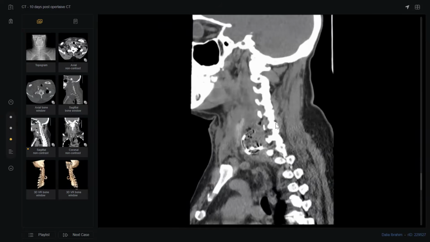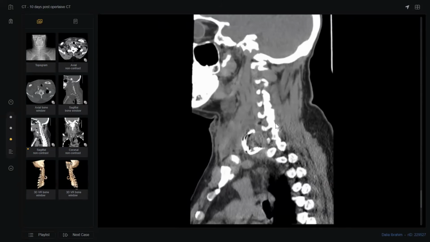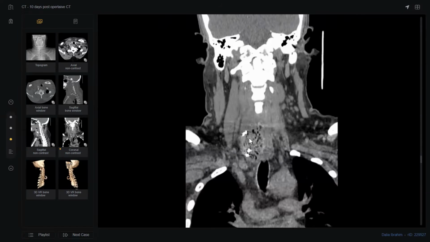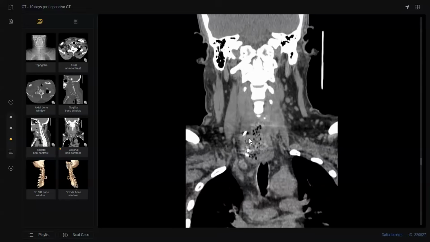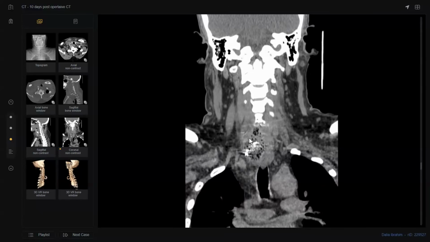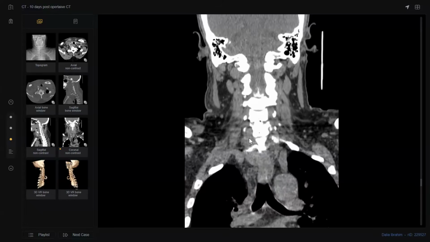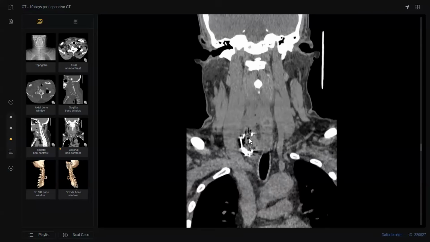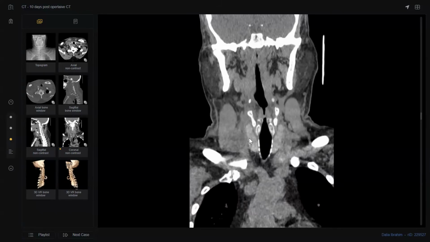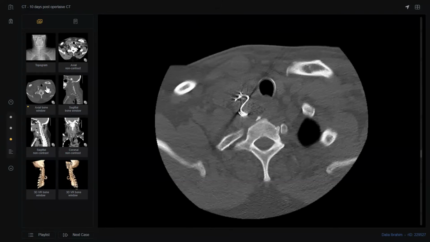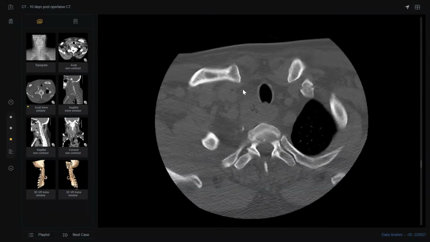There is a hyperdense structure in the epidural space. What diagnosis? Doctor, what is this? Gossypiboma. Thank you so much. So this is gossypiboma. Excellent, excellent. This is one possible case scenario.